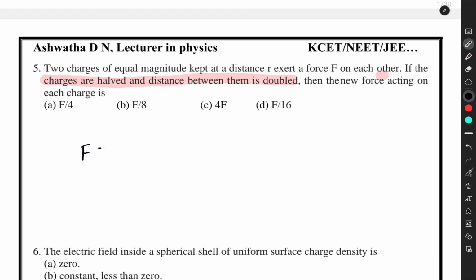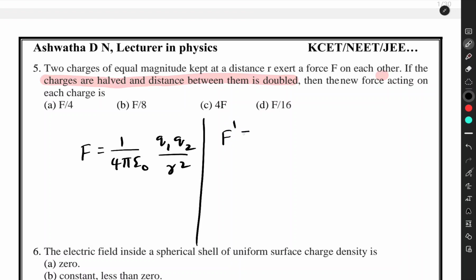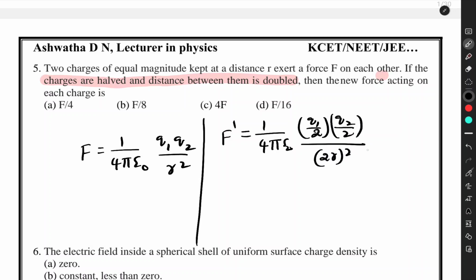Let me write F is equal to 1 over 4 pi epsilon naught Q1 Q2 by R square, which is the Coulomb's force. But if the charges are halved, meaning Q1 becomes Q1 by 2 and Q2 becomes Q2 by 2, and the distance R is doubled to 2R, we will get F divided by 16, because in the numerator we have 2 times 2, which is 4, and in the denominator 2 square is 4, so 4 times 4 is 16. So we'll get F by 16 as the answer.